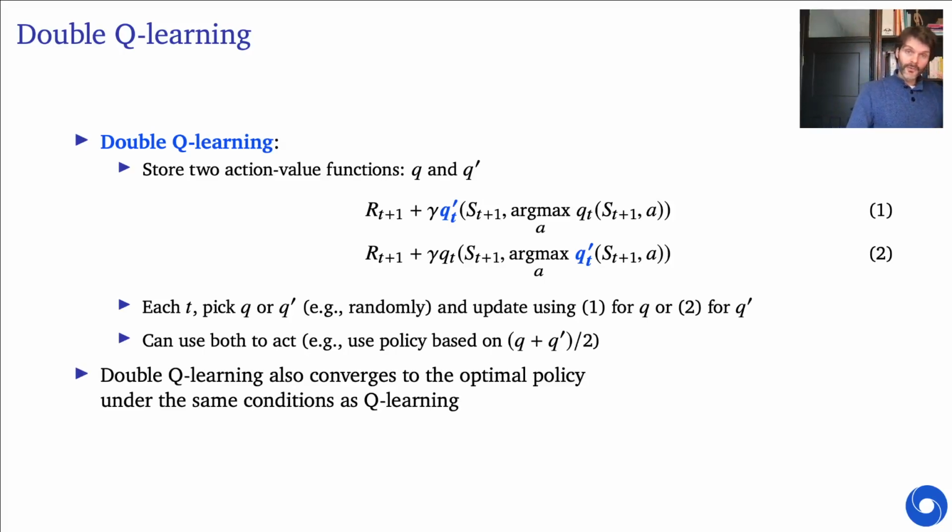We can also actually prove that double Q-learning does converge to the same optimal policy under the same conditions as Q-learning, which is nice. This tells us that we can trust this algorithm, that asymptotically, in the tabular case at least, it does converge under the same properties that Q-learning does. So that means that the algorithm is sound, but is it effective? Does it do what we want it to do?